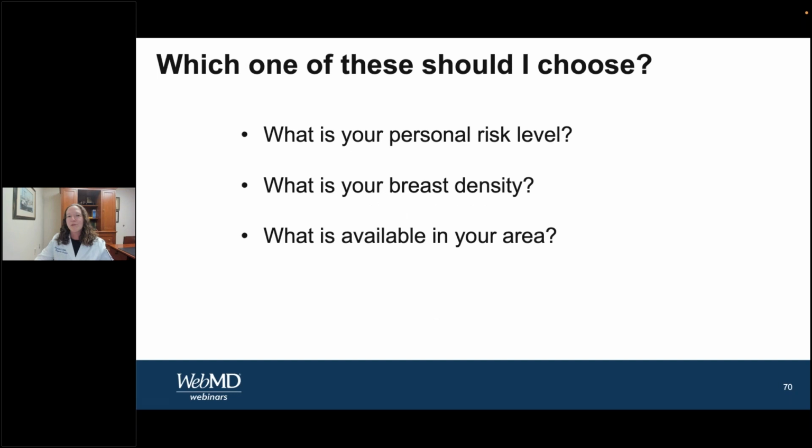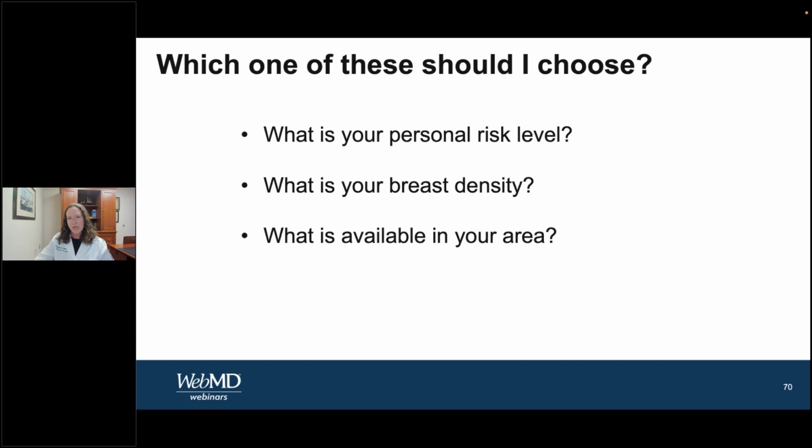So after all that, you're probably left wondering which one of these methods should I choose or what do I need to do next? And my advice to you is that you need to know first and foremost what is your personal risk level of developing breast cancer. Because if you fall into that high risk category, which we define as greater than 20% lifetime risk of breast cancer, then you really should be undergoing screening with MRI, additional screening on top of mammography with MRI. Then the next question is, what is your breast density? If you do not have dense breast tissue and you are not at high risk of breast cancer, then mammograms are probably enough for you.